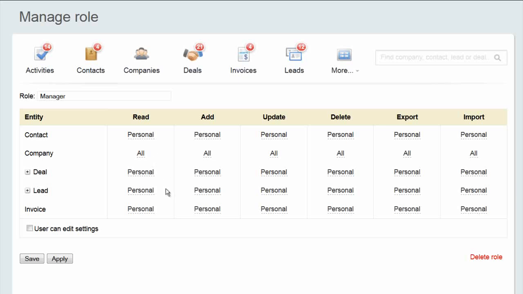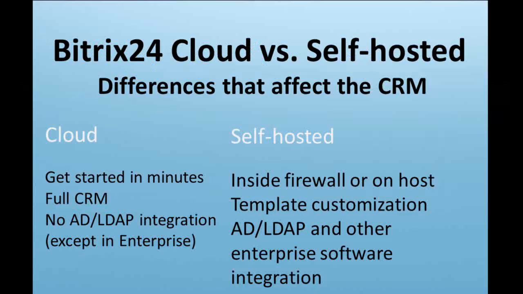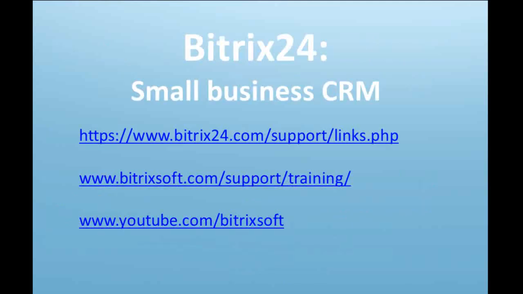The CRM is available in Bitrix24's cloud service as well as the on-premise version of the product. The most important difference is that in the on-premise or self-hosted version, there is more capability for integration with other enterprise software. For the user, the differences are minor. Constantly updated materials are available from Bitrix. We encourage you to check for new functionality and improved features often.